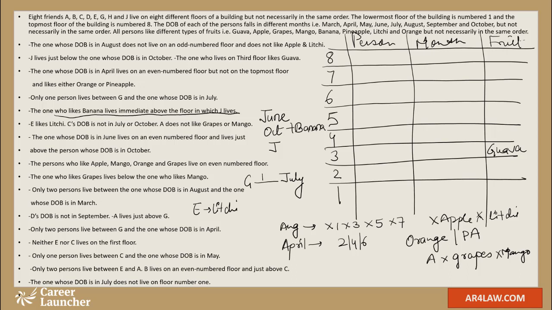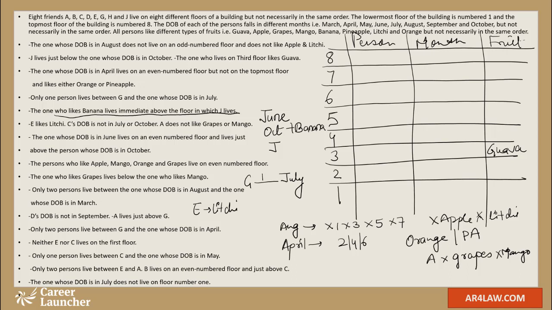Let's see what data has been given further. The person who likes mango, apple, orange and grapes lives on an even numbered floor. Okay, so on floor 2, 4, 6, 8 only apple, mango, orange and grapes can be allotted. Let's understand it this way. The one who likes grapes lives below the one who likes mango. We'll see where it can be used further.